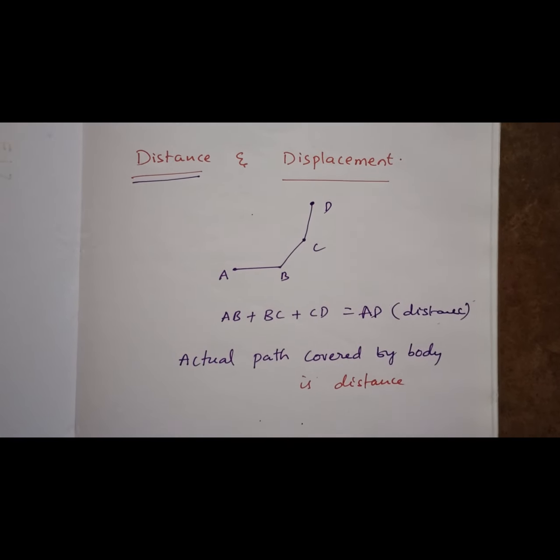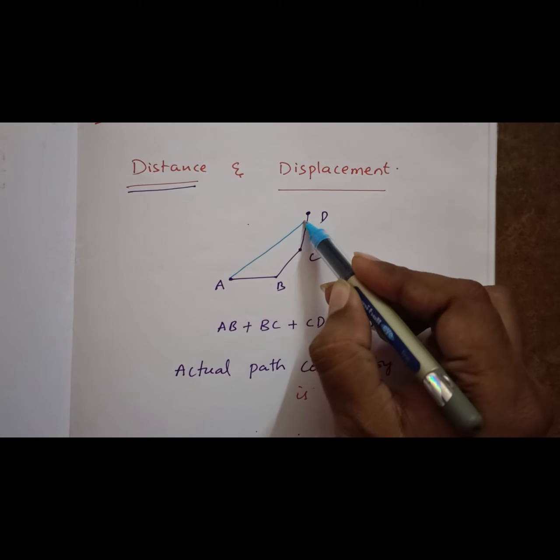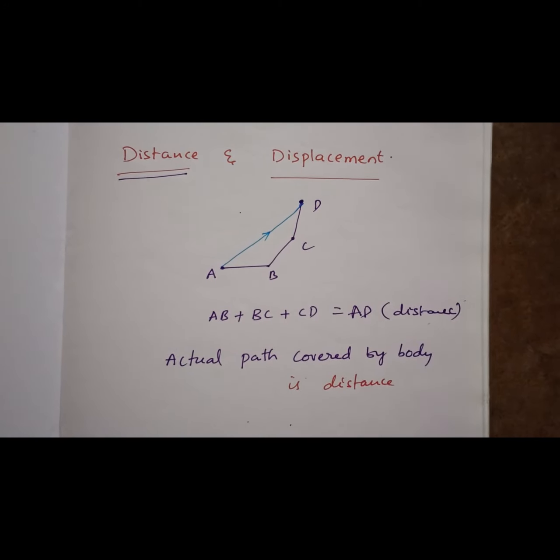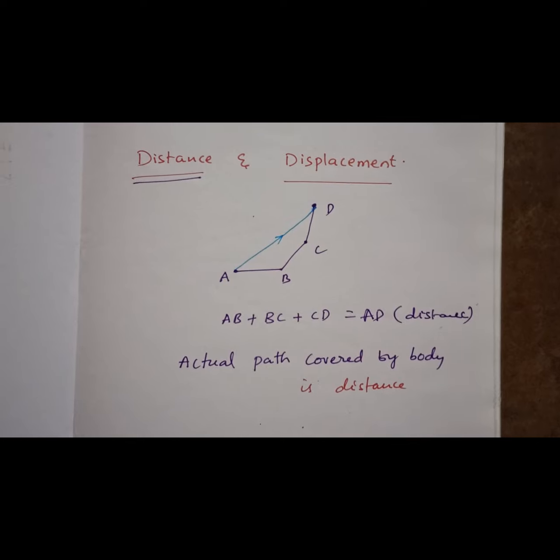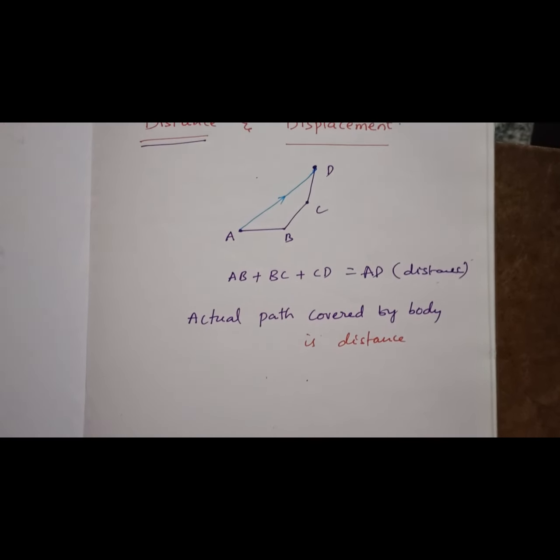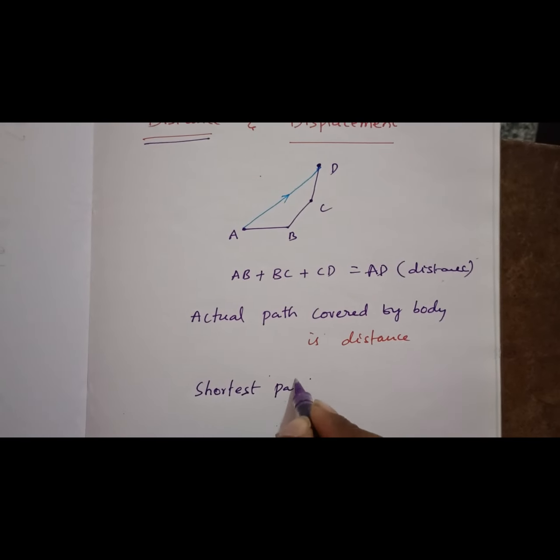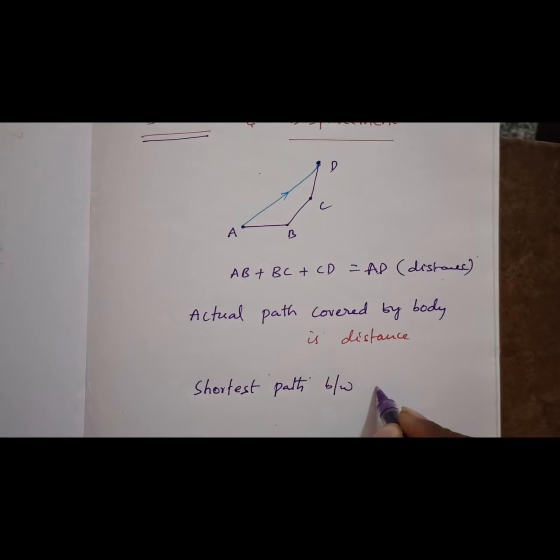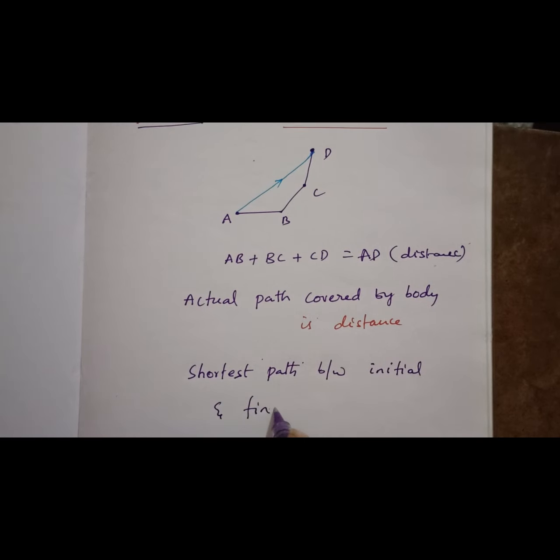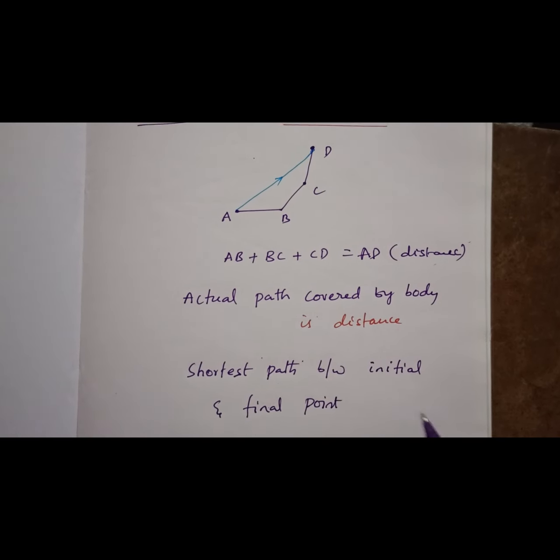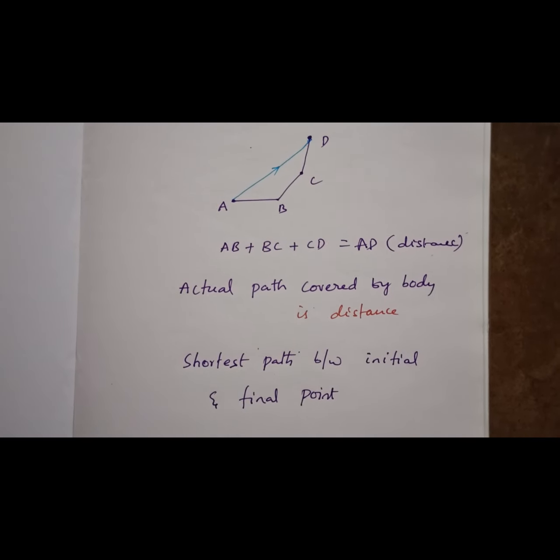Now, the shortest path between 2 points, A to D. The shortest path between initial and final point is known as displacement.